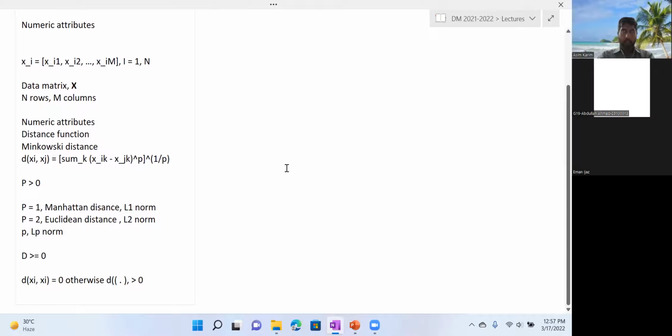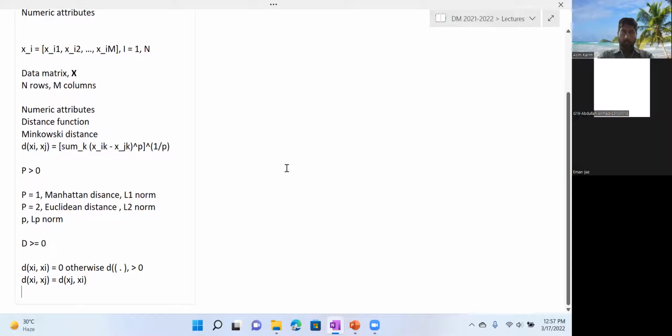The other property of this measure is what is known as the symmetry property. d(xi, xj) is equal to d(xj, xi). So this is called the symmetry property. So it doesn't matter if you have one object at the starting as opposed to the other object. You will get the same distance between them.